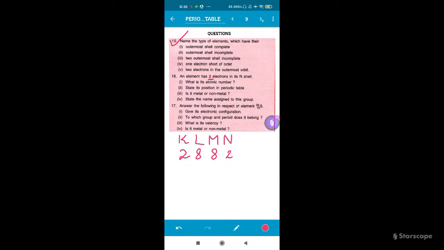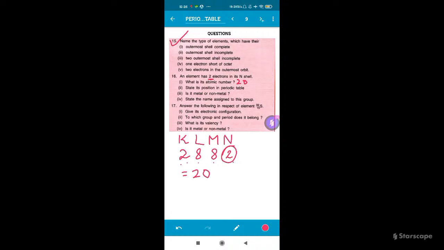What is its atomic number? So let's see what is the atomic number. What is the total number of electrons? 2 plus 8, 10, plus 8, 18, 19, 20. 20 is the atomic number. Now state its position in the periodic table. That means we have to say in which group and in which period does it belong.